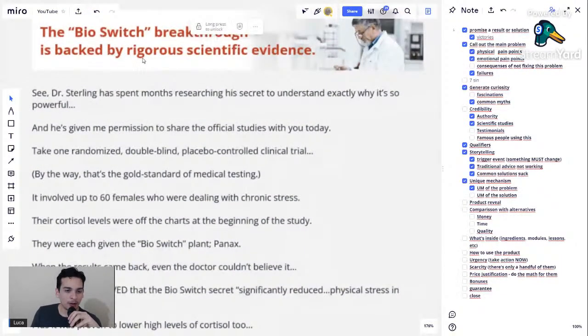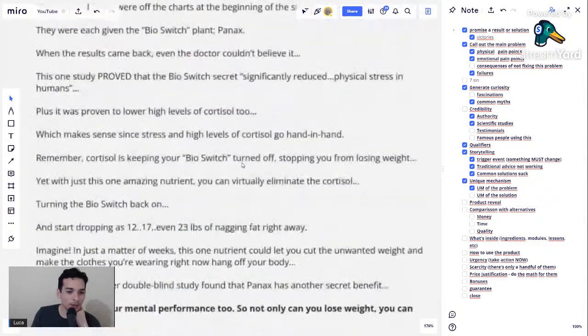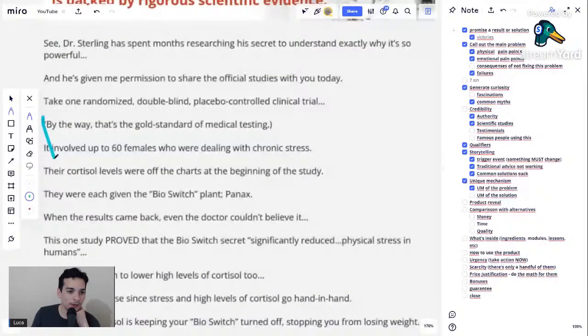Okay, the BioSwitch breakthrough is backed by rigorous scientific evidence. See, Dr. Sarnes had spent months researching his secret to understand exactly why it's so powerful, and he's given me permission to share the official studies with you today. Blah blah blah. We have basically the scientific studies, right? It's detailing the studies. One randomized double-blind placebo-controlled clinical trial. Basically, it's telling you the credibility part, right? The scientific studies. That's what they are doing.